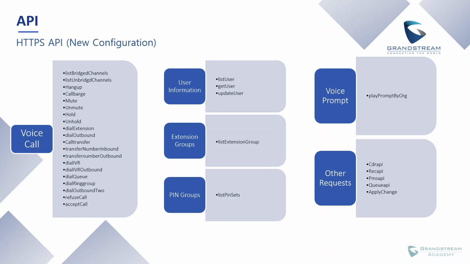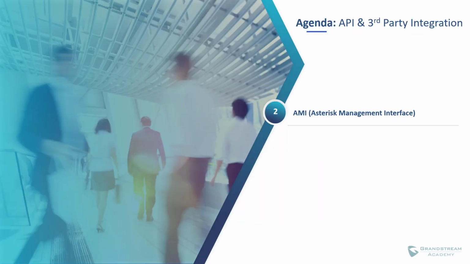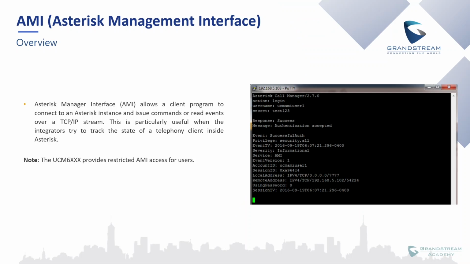And like I have said before, CDR, recording, and PMS API are supported with the API new configuration, as well as many new commands that you can check in details from the documentation in our website. And now we're going to talk about the AMI, Asterisk Management Interface. AMI allows a client's program to connect to an Asterisk instance and issue commands or read events over TCP/IP stream.